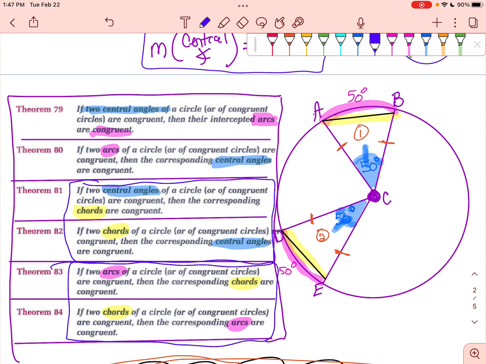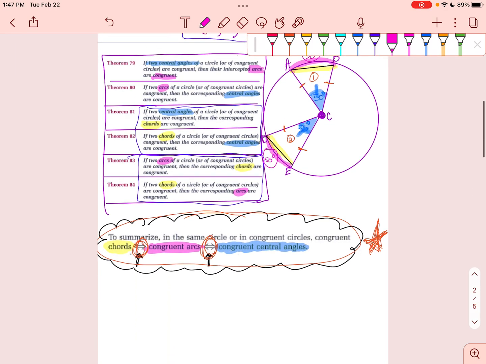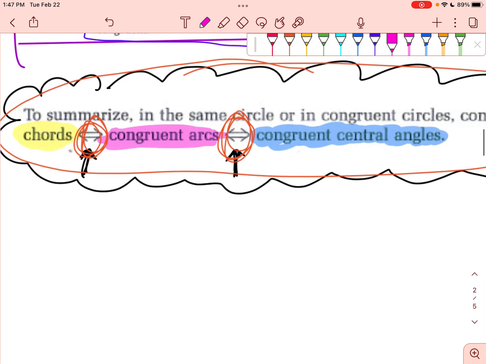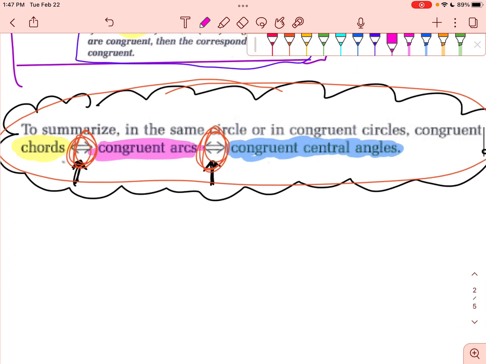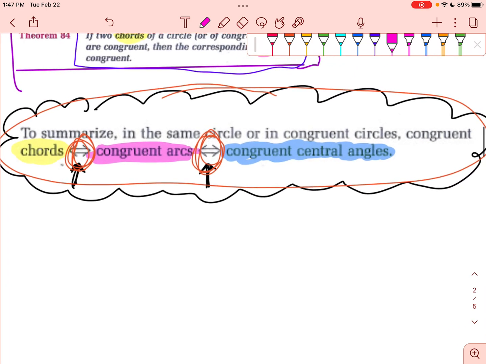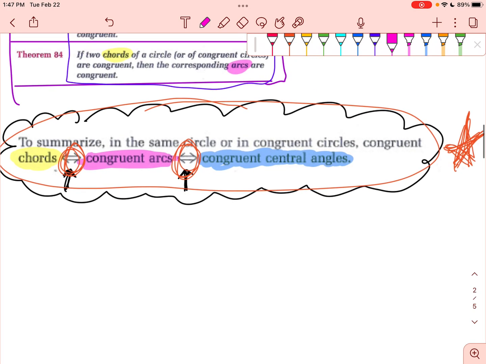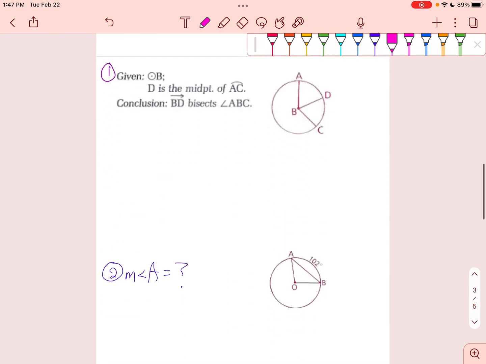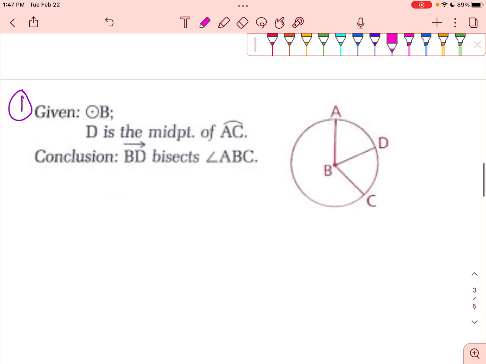In other words, if you're working with the same circle and you have congruent arcs, then the chords joining those arcs are congruent, and the central angles making those arcs are also congruent to each other. Okay, and this is just, again, the same thing. If the chords are equal, the arcs are equal, then the central angles are equal. If the central angles are equal, then the arcs are equal, and the chords are equal, and so on. Okay, so let's put this into play.